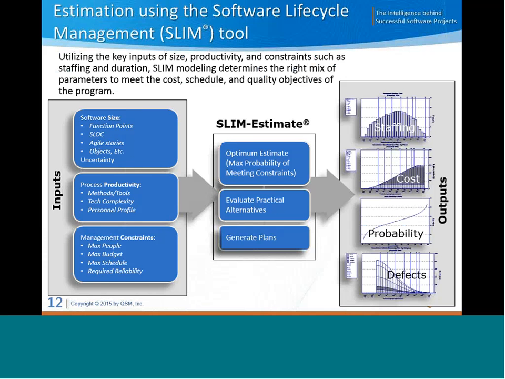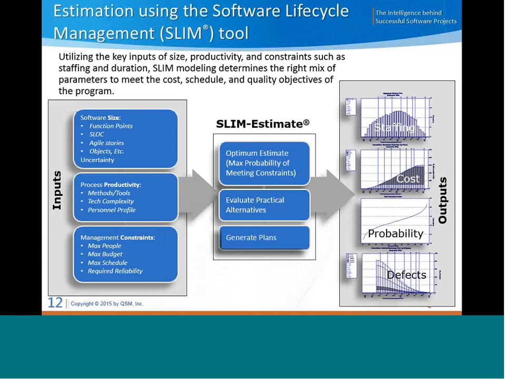The next slide is an overview of our SLIM tool. It stands for the Software Lifecycle Management Tool. It's a parametric estimation tool that uses math, uses algorithms along with historical data to come up with estimates of software development projects. And so the key inputs are the size of the software functionality, as well as process productivity. And then you can also put in constraints if you have any, and it can look at the probability of meeting those constraints.